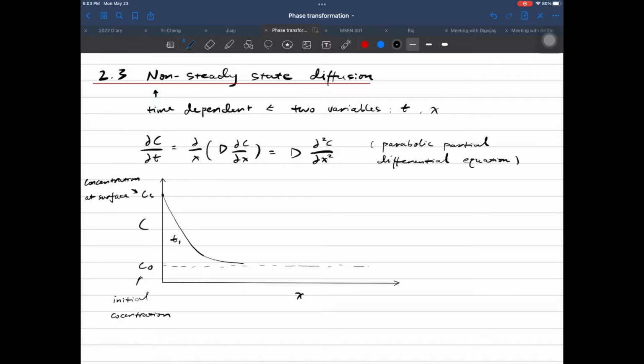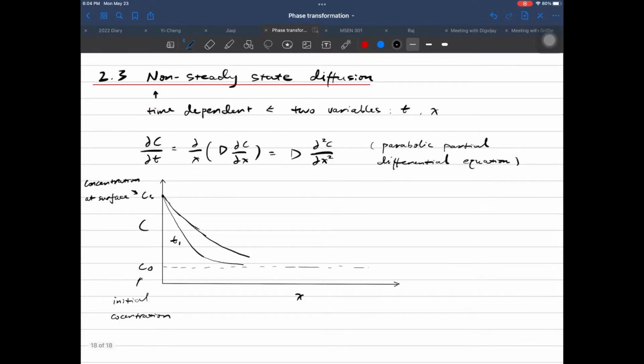At different times, you get different concentration profiles. Here are three examples. In this case, T3 is greater than T2, greater than T1. In all three cases, all the concentrations start from Cs, and all of them approach eventually C0 as you go deeper and deeper into the material. Also, as t increases, you have more and more chemical species present in the material.